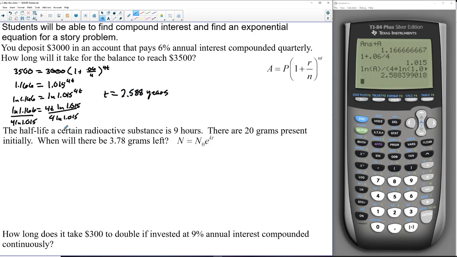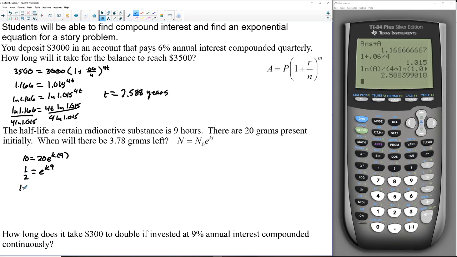The half-life of a certain radioactive substance is 9 hours. There are 20 grams present initially. When will there be 3.78 grams left? Well, we know that there's 20 grams initially, so there will be 10 in 9 hours. So that's 20 e to the k times 9. Now that's a half, and it'll always be a half because we're doing half-life. e to the k times 9.